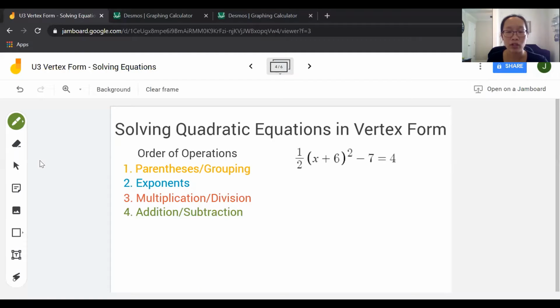You don't always have integer answers. Sometimes you're left with square roots. Let's take a look at an example. Let's reverse the order of operations to find our x.